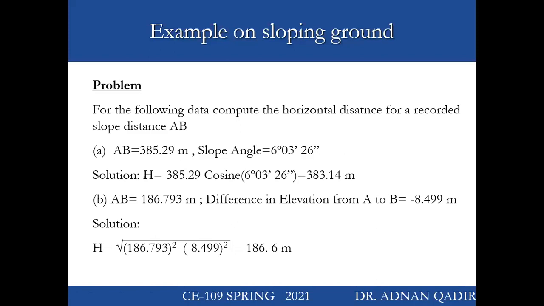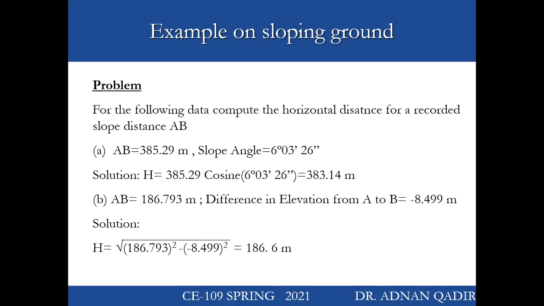So let's solve this example for sloping ground. For the following data, compute the horizontal distance for recorded slope distance AB. AB is actually the line along the slope, which is 385.29. The slope angle, as we have determined, is 6 degrees 3 minutes 26 seconds. Since H is equal to AB cos theta, it is 383.14 meters.